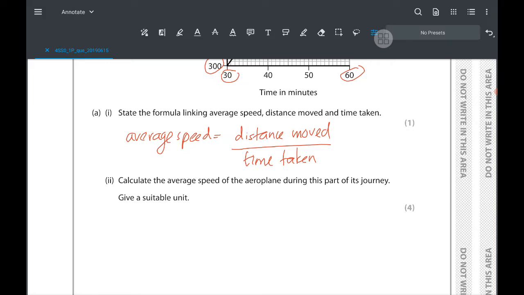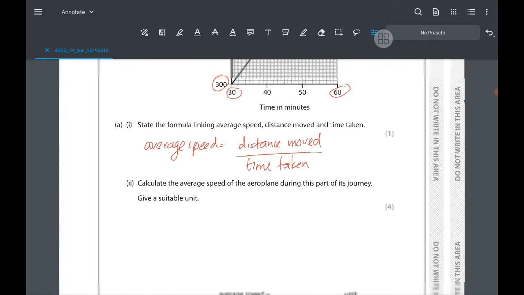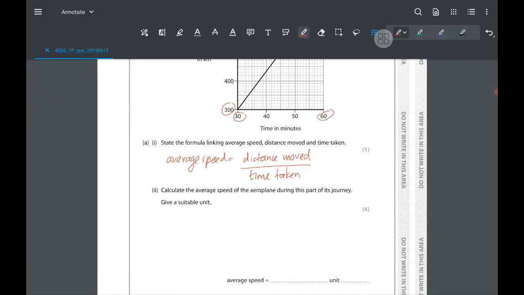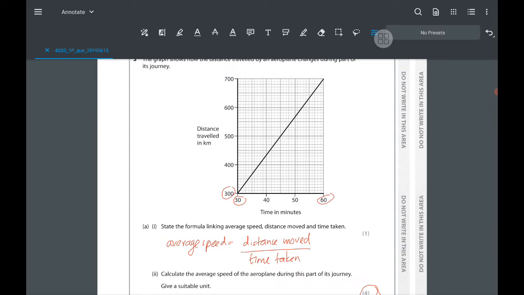Calculate the average speed of the aeroplane during this part of the journey. Give a suitable unit. So you can see this question is a 4-mark question, which is huge. And to find out the average speed, if you can remember from this type of graph, what we have to do is use the gradient technique. So here I would take this point as the final point, and also I will take this point as the initial point.